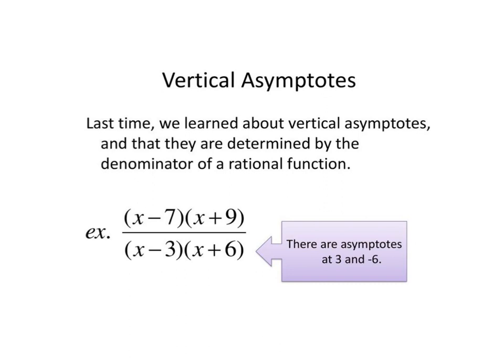So we just finished learning about vertical asymptotes, and remember, vertical asymptotes are determined by the denominator of a rational function after you have simplified the function. So if we look at this example right here, we've got our factors, none of the factors cancel, and so we set each of them in the denominator equal to 0, and then we go ahead and solve that, and so we should have asymptotes at x equals 3 and x equals -6.